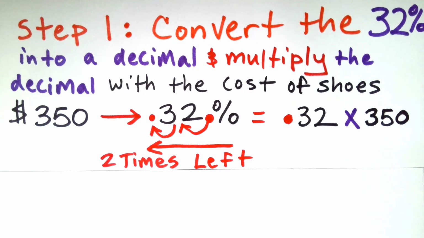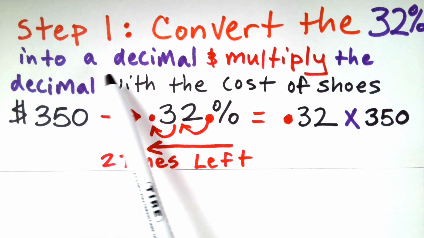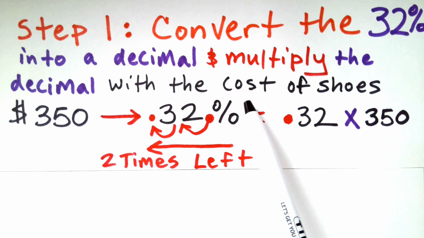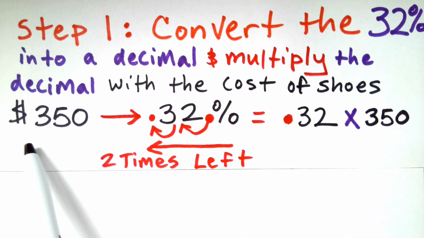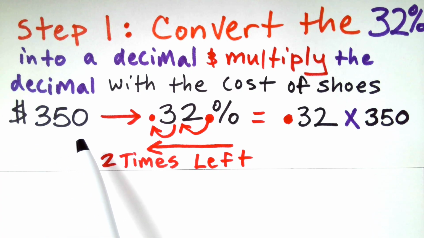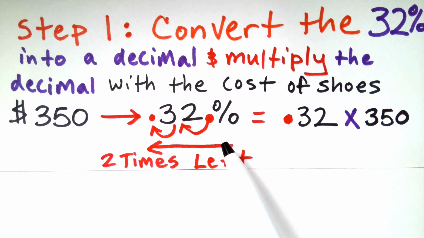Okay, so for step number 1, you want to convert the 32% into a decimal. And then you'll multiply that decimal with the cost of the shoes, the original cost of the shoes, which is $350, right? So if you've been watching and following along my videos, this is going to be very simple. It'll make perfect sense to you. If not, go back, watch a few more of my videos that I've made prior.